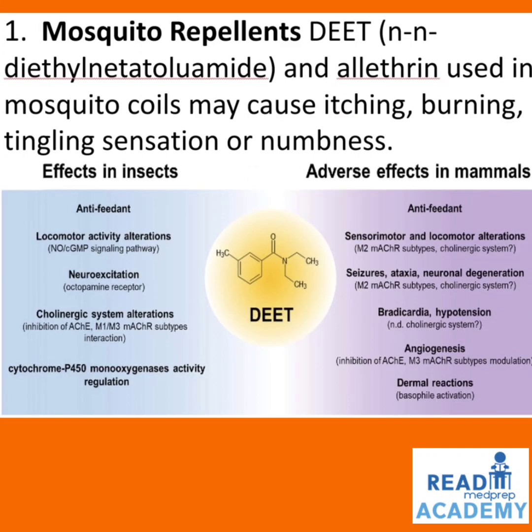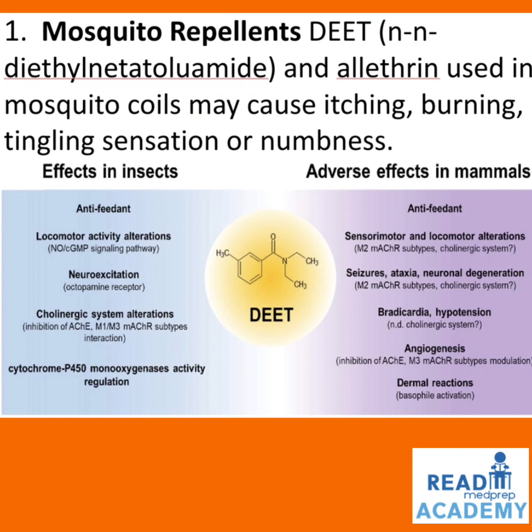Mosquito repellents such as DEET, otherwise called N,N-diethyl-meta-toluamide, and allethrin used in mosquito coils may cause itching, burning, tingling sensation or numbness. What are the effects of mosquito repellents or DEET on insects? Antifeedant effects, locomotor activity alterations, neuroexcitation and cholinergic system alterations can occur, along with cytochrome P450 monooxygenase activity regulation.